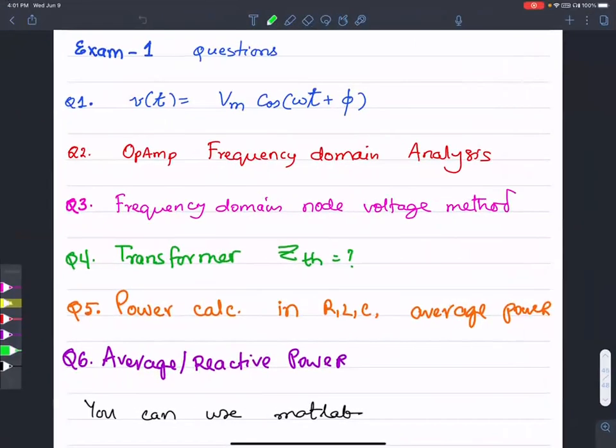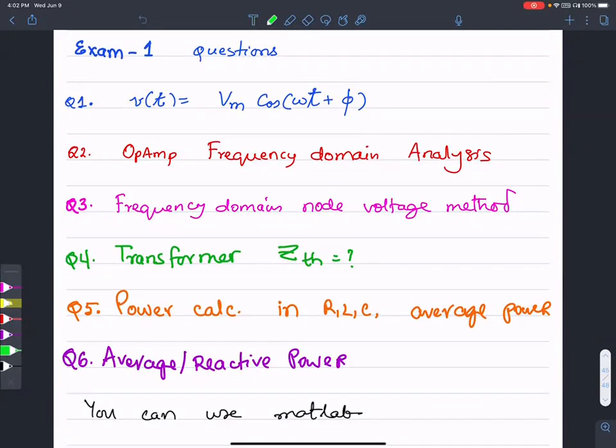All right. So what we are going to do is to go over some questions that are relevant to the exam. Like I mentioned, there are 6 questions on the exam, and the exam questions are in this format, more or less. First question is from the sinusoidal response.